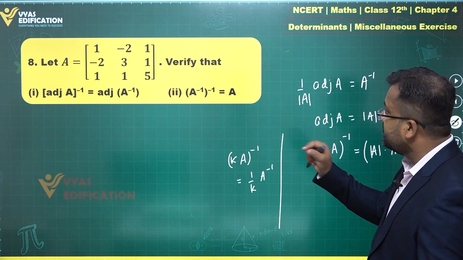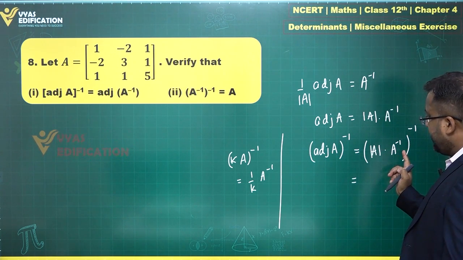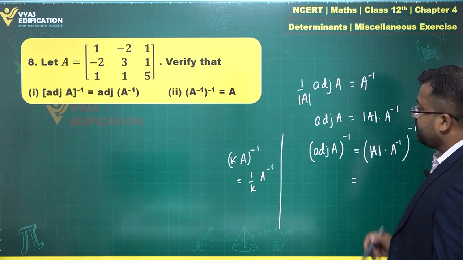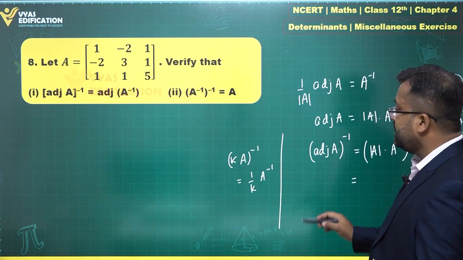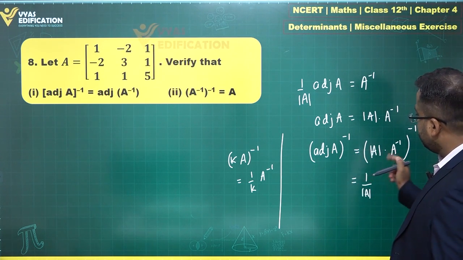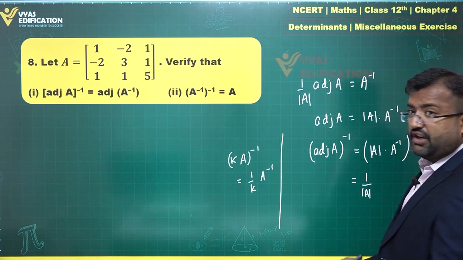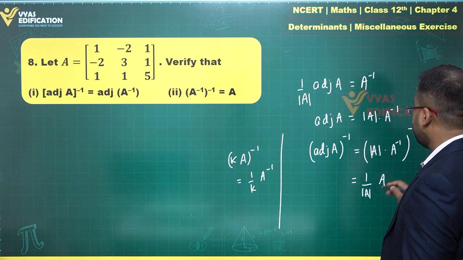Adjoint of A inverse is what I'm interested in. This is equal to this. So this is scalar times A. Scalar times a matrix and its whole inverse. A scalar times a matrix and its whole inverse will be 1 upon that scalar times inverse of this matrix. Now, A inverse is simply A. Is it not? Yes, this is simply A. This is what I'm getting.